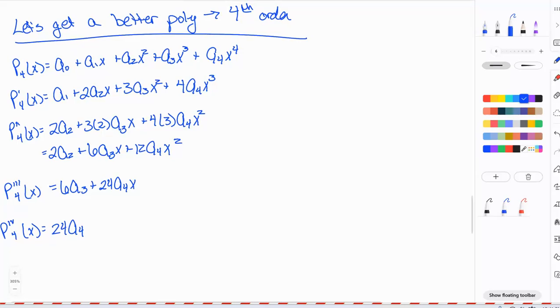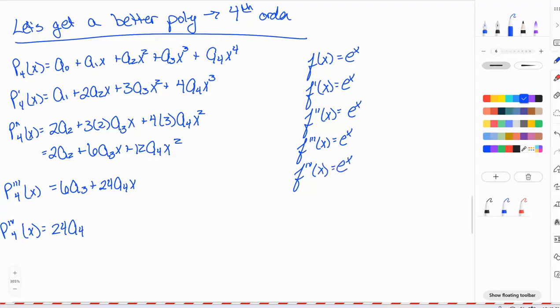Now we're going to force some conditions to happen, right? Because we want this polynomial to model what's going on with f of x, which is a transcendental function at x equals 0. So I'm going to look at the value of the original function e to the x, and then the first derivative, and the second derivative, and the third derivative, and the fourth derivative, all at x. So if I plug in 0 in the original function, e to the 0 is 1.